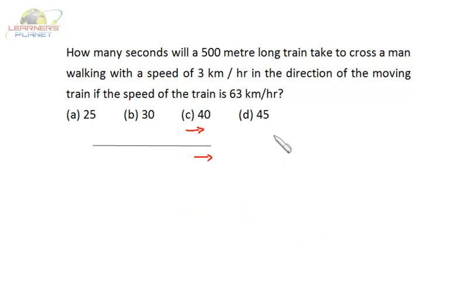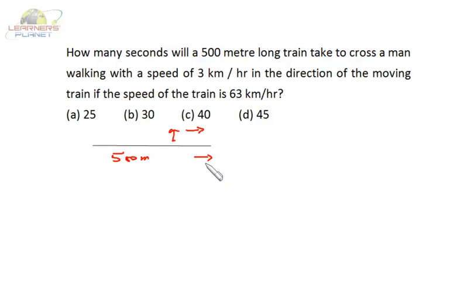Now friends, let's try this question. How many seconds will a 500-meter long train take to cross a man walking with a speed of 3 km per hour in the direction of the moving train, if the speed of the train is 63 km per hour? Now suppose this is a train and its length is 500 meters. This person is somewhere here and the speed of this person is 3 km per hour, and this person is also moving in this direction and the train is also moving in this direction.